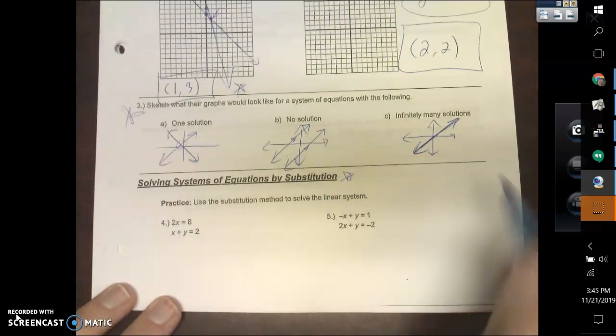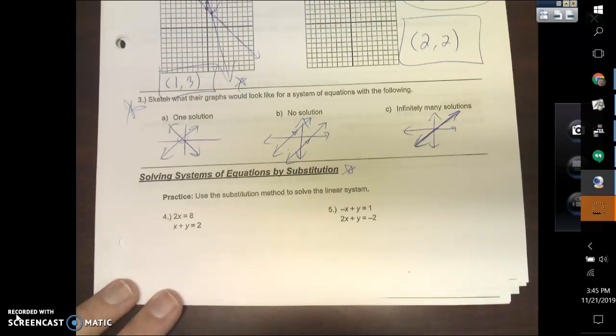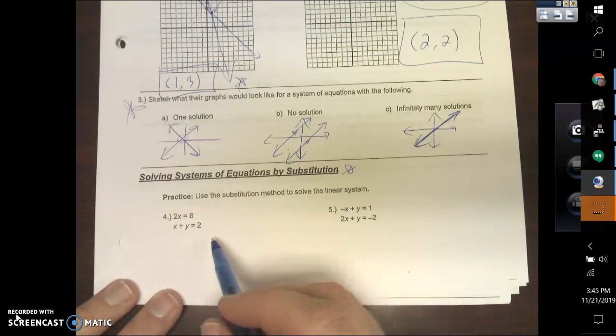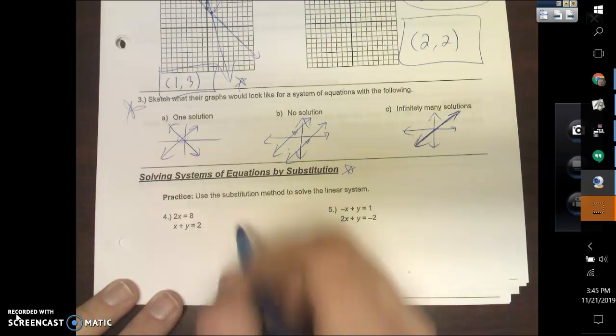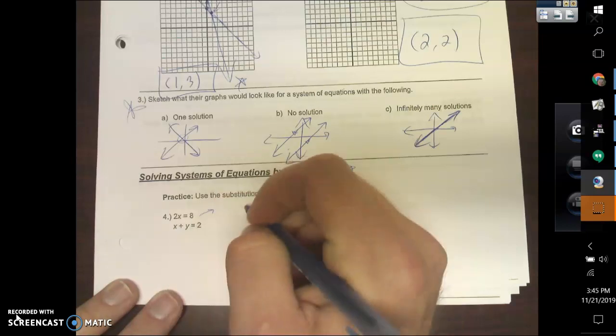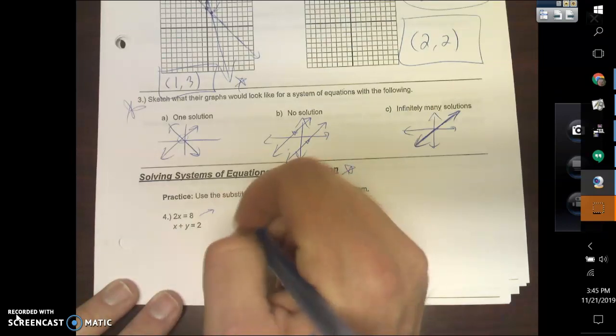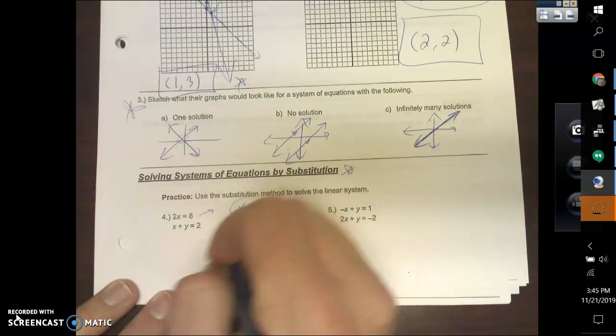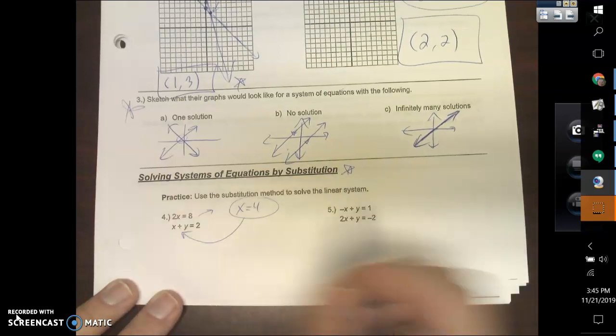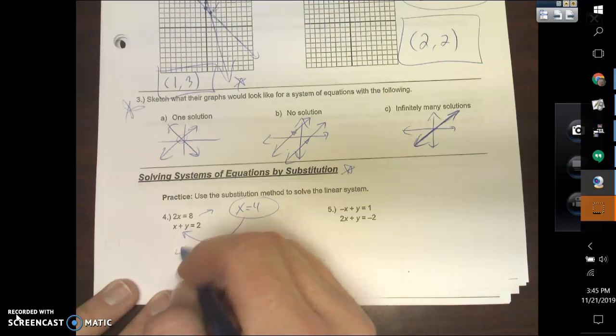Substitution. Now, substitution is pretty good. For substitution, you need to be able to get an x or a y by itself. So for my first one here, 2x equals 8. You can actually solve that. Divide both sides by 2, x equals 4. And all you do is substitute it back in. Everywhere I see an x, I put a 4 in for it.